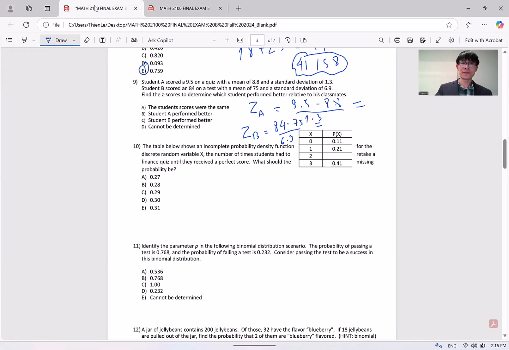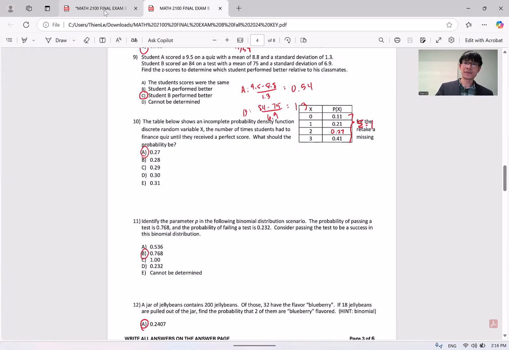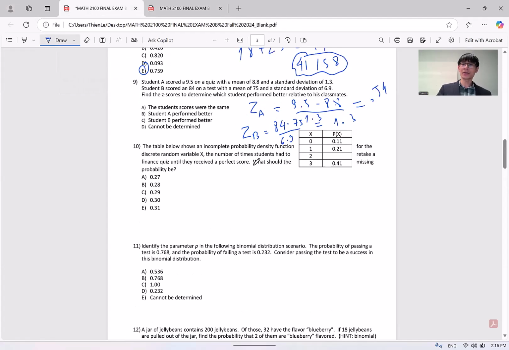0.54 for A, 1.3 for B, right? So in this case, you can see that compared to his or her pooled group, student A is just 0.54 standard deviations above the mean. While for student B, compared to his or her group, he or she stands at 1.3 standard deviations above the mean. Which means she did a better job, right? So the correct choice would be student B performed better.